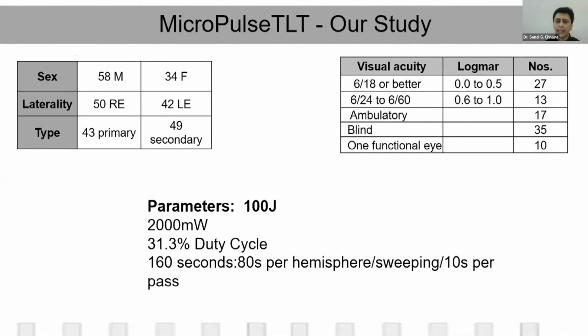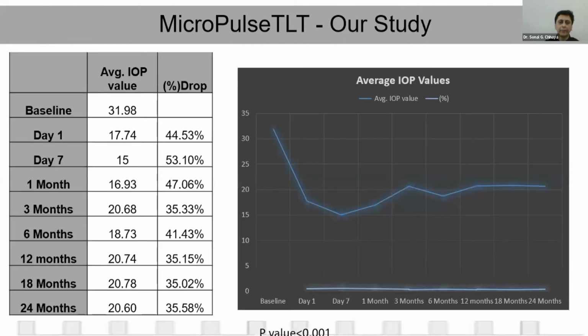Visual acuity of 6/18 or better on Snellen's chart was seen in 27 patients, and 13 patients had vision of 6/24 to 6/60. 10 of our patients had just one functional eye which underwent treatment. All 92 patients underwent standardized primary treatment. This was 2000 milliwatts, 31.3% duty cycle, and 160 seconds of treatment per eye, which translated to 100 joules per treated eye. Day 1 saw a dramatic drop in intraocular pressure at 44.5%.